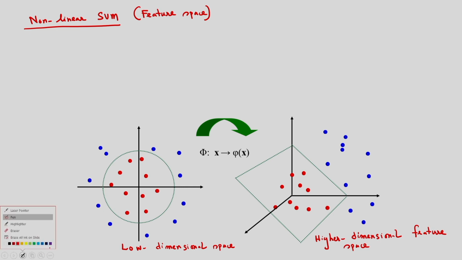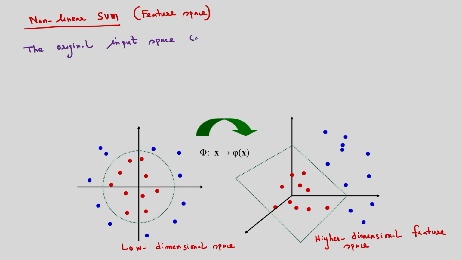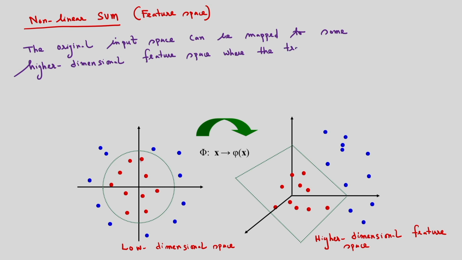So that means I can write the concept here. The concept is the original input space can be mapped to some higher dimensional feature space where the training set is separable.